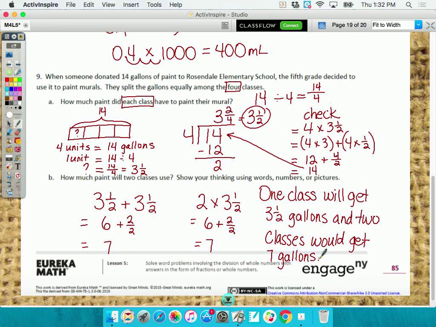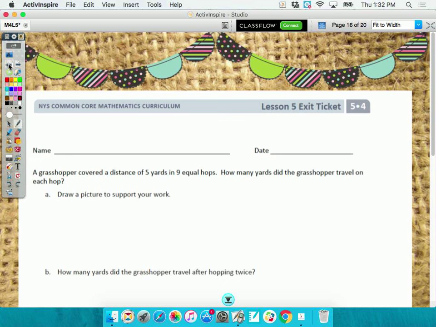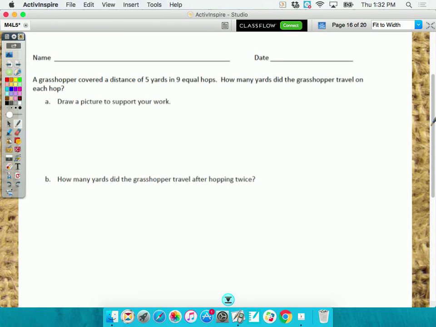So on your exit ticket, and I'm going to scroll back to that real quick, you've got an A and a B. So I'm going back quickly to the exit ticket. Whoops, went too far. Right here. Okay, here's the exit ticket. I'll pass it out in a minute. It says a grasshopper covered a distance of 5 yards in 9 equal hops. How many yards did the grasshopper travel on each hop? What do I highlight? What am I dividing by?